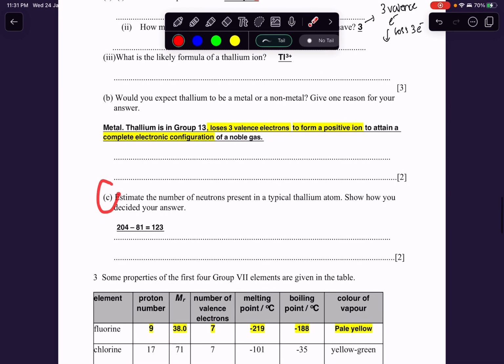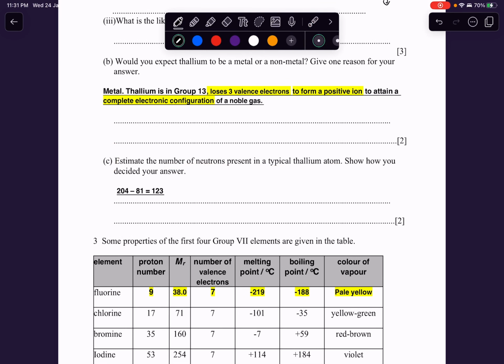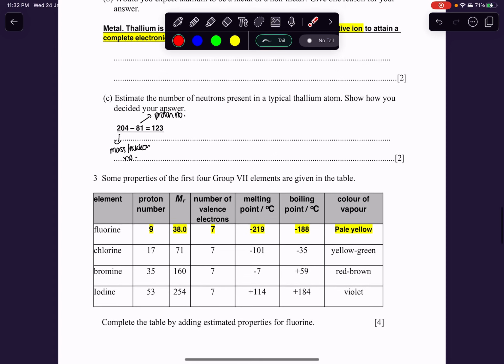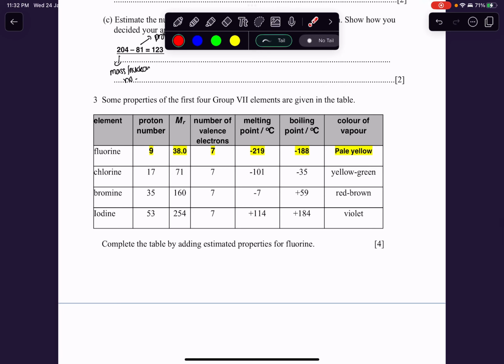In C, estimate the number of neutrons present in a typical thallium atom. Sure, you decided your answer. It's actually very straightforward. You take the mass number of thallium, or nucleon number, minus your proton number. This one is back to atomic structure. You'll get 123, and that's all you need to show. Next, 3, some properties of the first 4 groups.